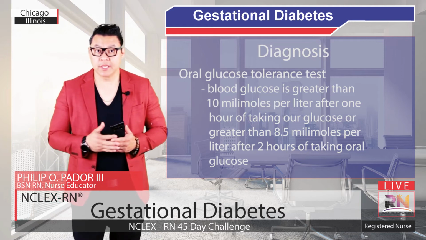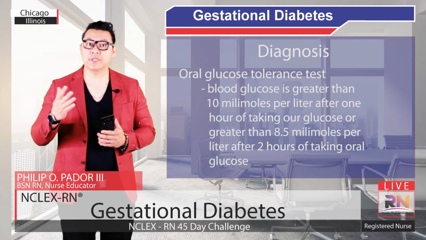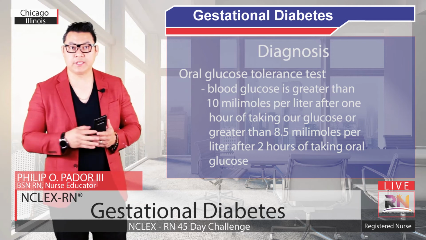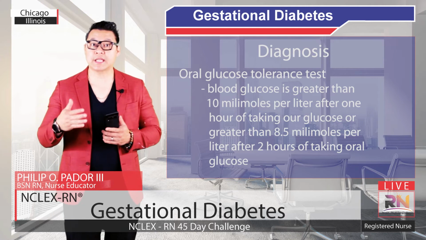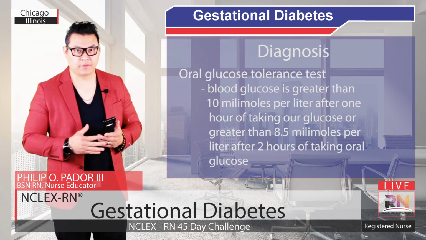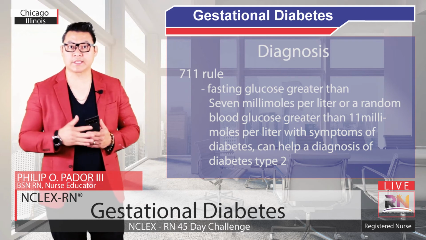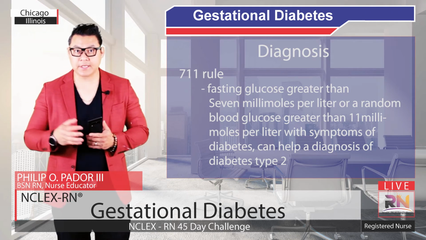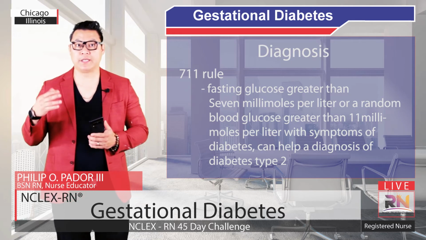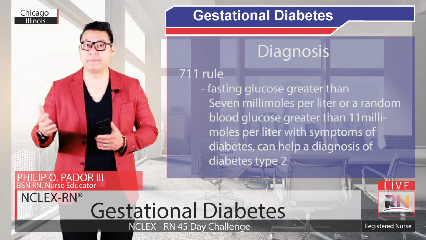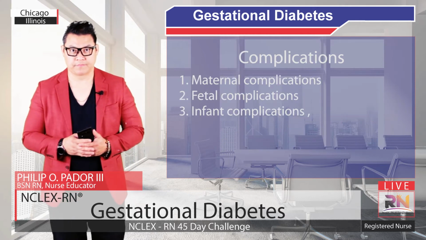On a side note, diagnosing diabetes is different. What I mean is that diagnosing diabetes type 2 in non-pregnant women, you can think of as the 7-11 rule. The 7-11 rule means a fasting glucose greater than 7 millimoles per liter or a random blood glucose greater than 11 millimoles per liter, with symptoms of diabetes, can help diagnose diabetes type 2.